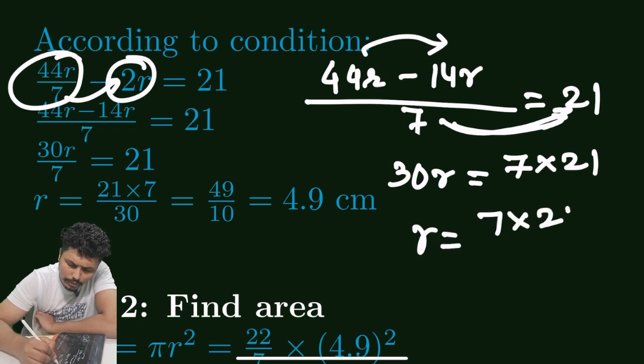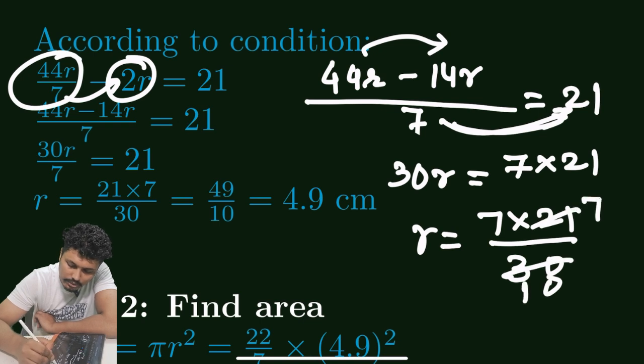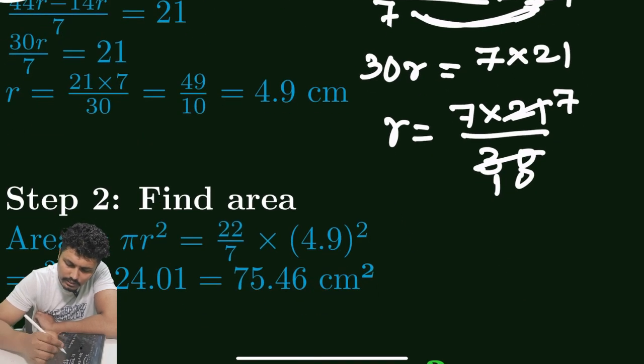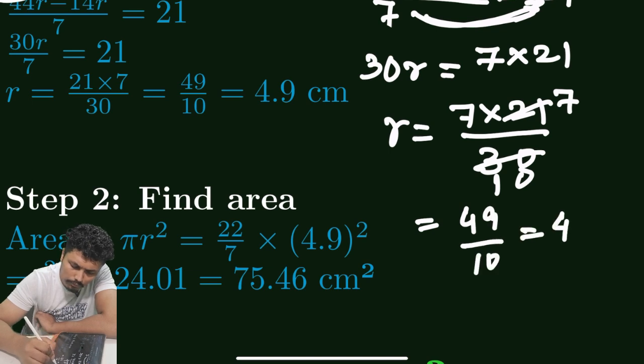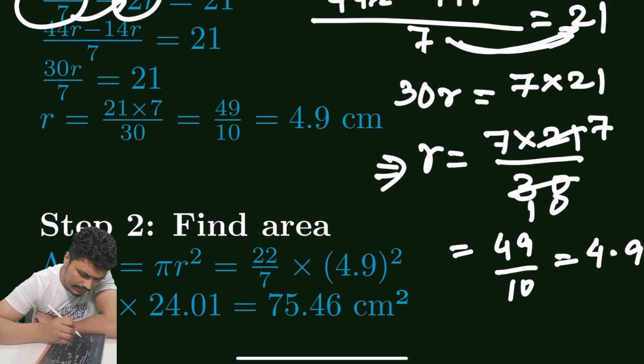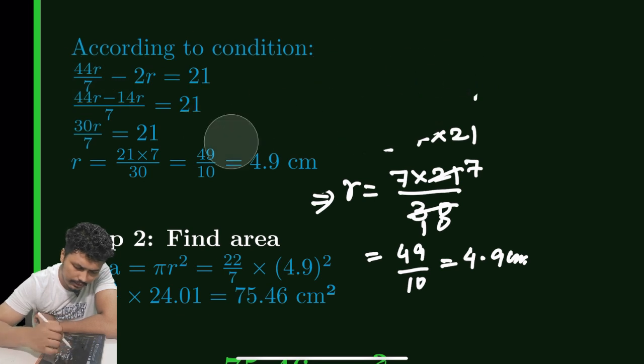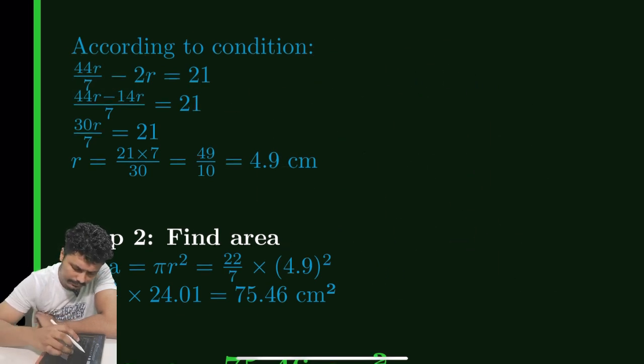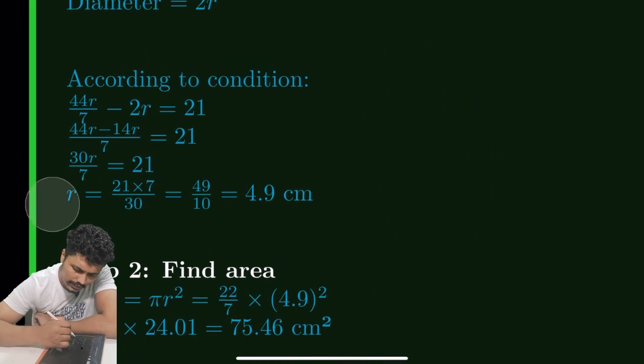7 into 21 will come and divide this side. So 3 tens are 30, 3 sevens are 21. 7 sevens are 49, divided by 10. So it will be 4.9 centimeter. 4.9 centimeter is the radius. I have calculated r is equal to 4.9 centimeter. I hope you are getting it till here. Let's go next. Now we have found out the radius.